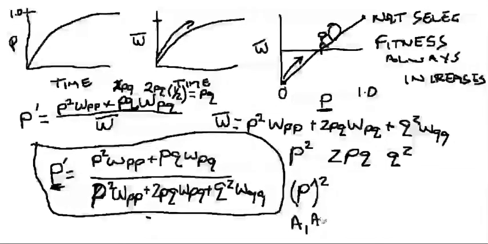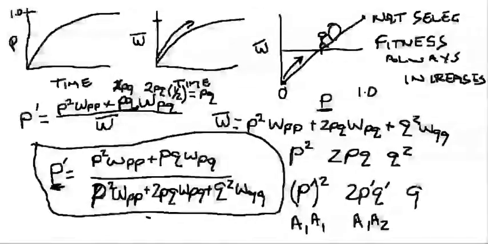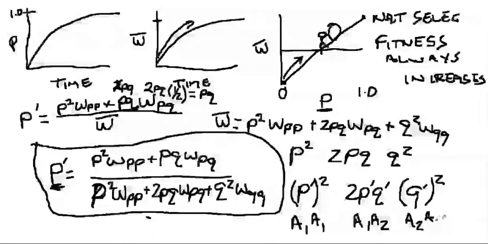A1 homozygotes, 2 P prime Q prime to get our heterozygotes, and Q prime squared to get the frequency of our A2 individuals.